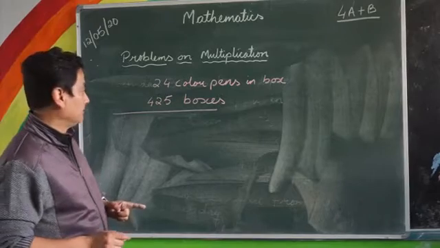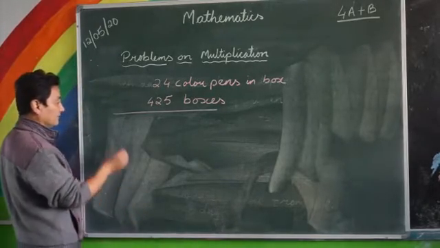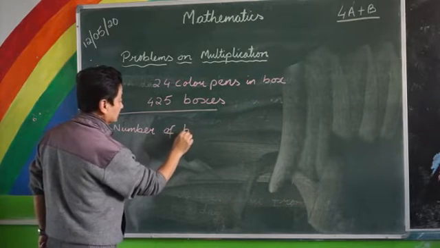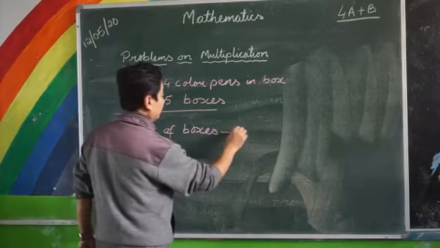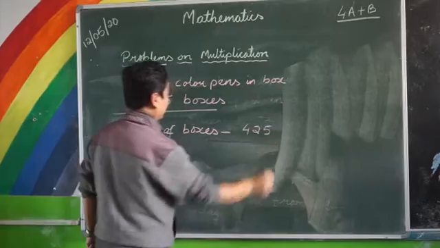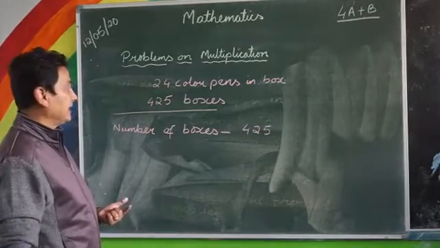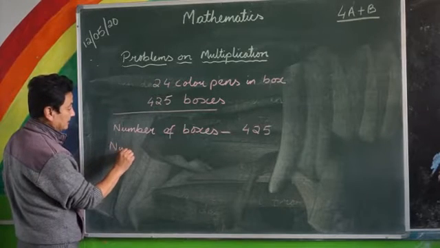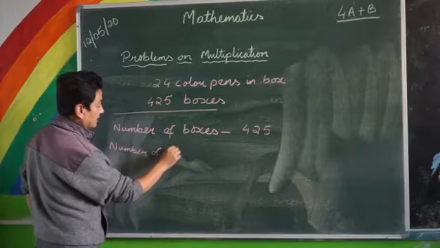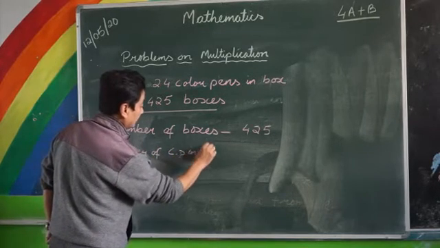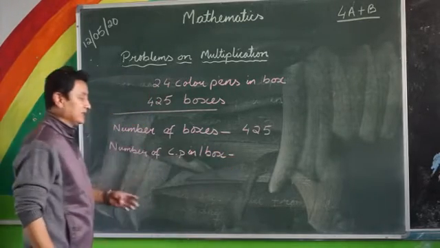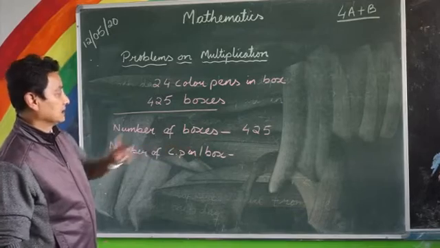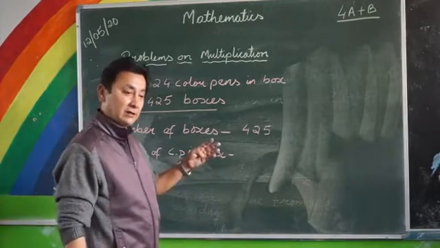So let's put the bigger number on top. How many boxes are there? 425. So we can write number of boxes. How many? 425. So in each box, how many colors are there? 24 color pens. Number of color pens in one box. Now this statement can be anything, it doesn't have to be like mine. It can change. For example, in one box, dash color pens. Statements can be made according to your liking.